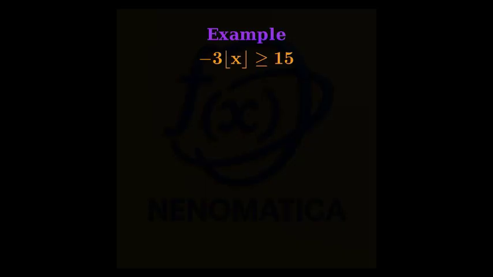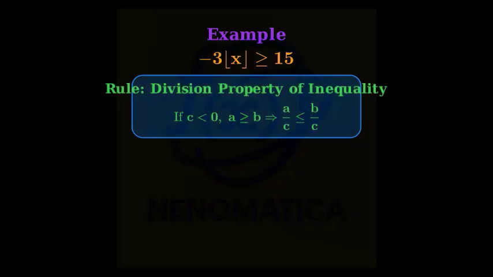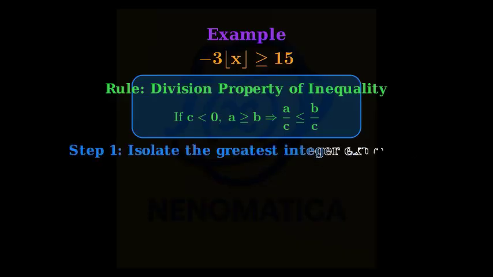First, let's display the example and the problem itself. Step 1. Isolate the greatest integer expression. We will divide both sides by negative 3. When we divide an inequality by a negative number, the inequality sign flips. This gives the floor of x is less than or equal to 15 over negative 3.